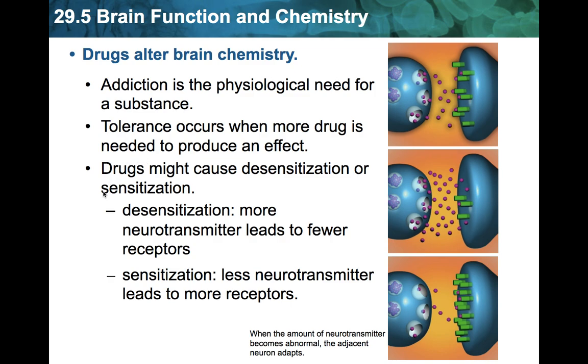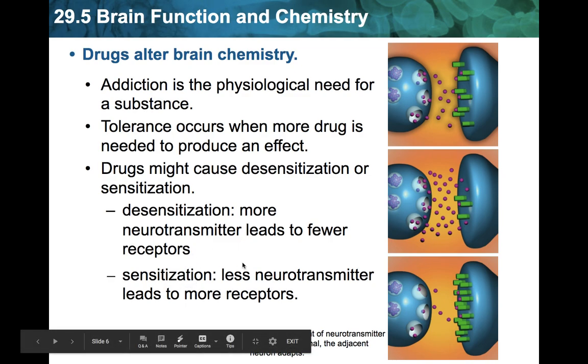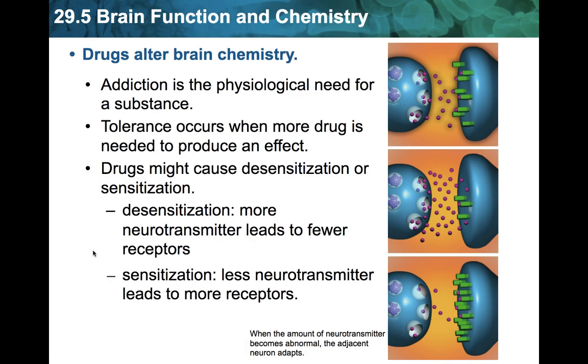Drugs might cause desensitization or sensitization. Desensitization is more transmitter, leads to fewer receptors, and sensitization is less neurotransmitter, leads to more receptors. This little diagram here says that when the amount of neurotransmitter becomes abnormal, the adjacent neuron adapts.